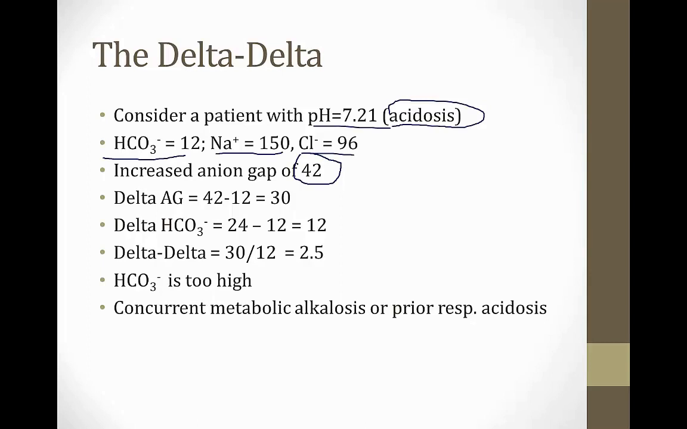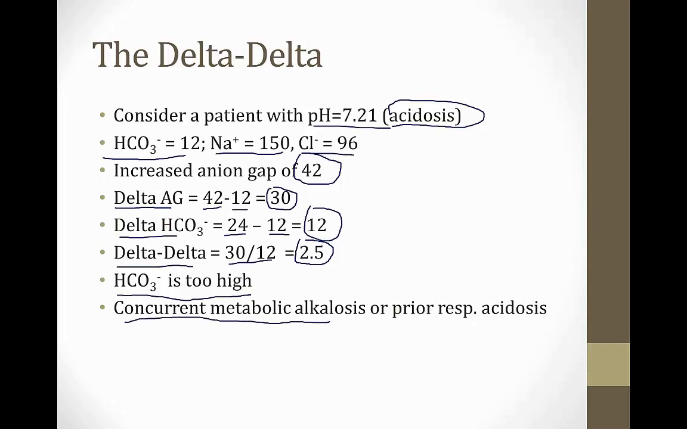Recall that normal is 12. So the delta anion gap is the patient's gap minus a normal gap of 12, and that works out to 30. The delta bicarb is a normal bicarb of 24 minus the patient's bicarb of 12, and that works out to 12. So the delta-delta ratio is 30 over 12, and that's 2.5. This is too high, so that means the bicarbonate level is too high. There must be some concomitant disorder making the bicarbonate level too high. And the two things that can raise the bicarb are a concurrent metabolic alkalosis or a prior chronic respiratory acidosis. So we must have one of these two things going on. And the delta-delta ratio has allowed us to uncover this in the setting of an anion gap metabolic acidosis.